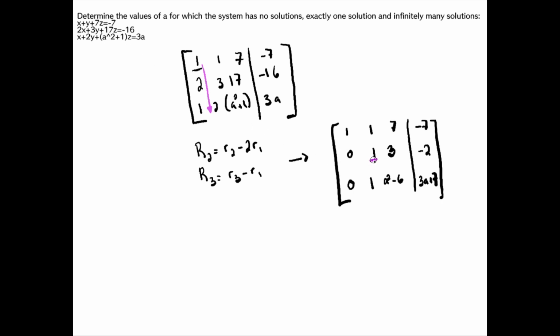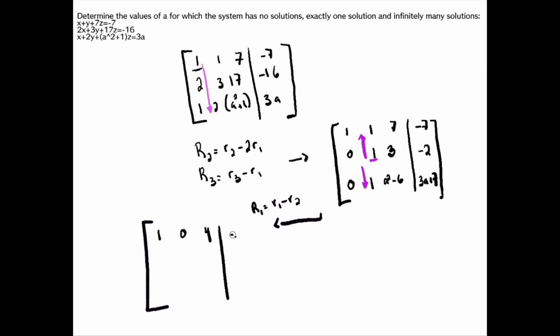Second leading one is this one here, and we are going to zero out the top and the bottom. Let's just start with the top. So to do that, our new row 1 is equal to our old row 1 minus row 2, because remember we want this to be a 0 and this to be a 0, and 1 minus 1 is equal to 0. So we're going to write that out here. We have 1 minus 0, which is equal to 1. 1 minus 1 is 0. Then we have 7 minus 3, which is 4. -7 minus -2 is -5.